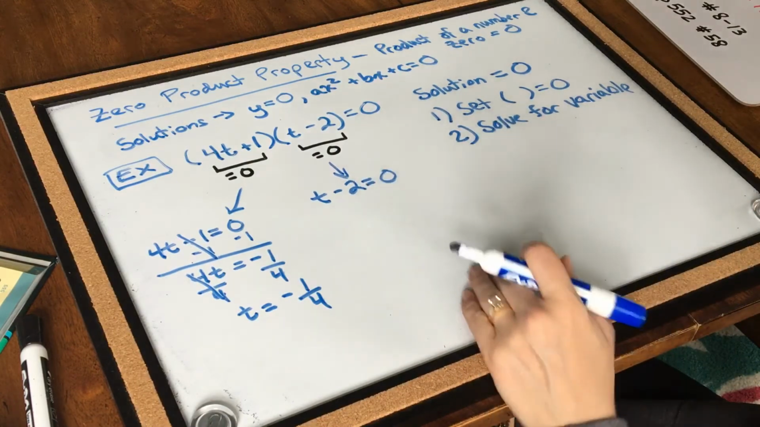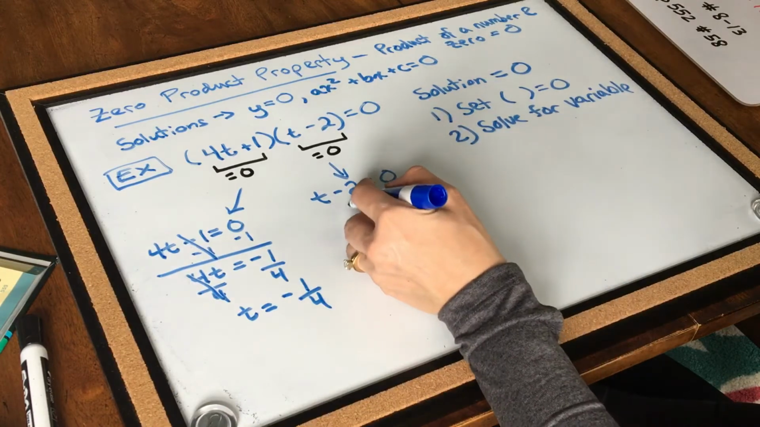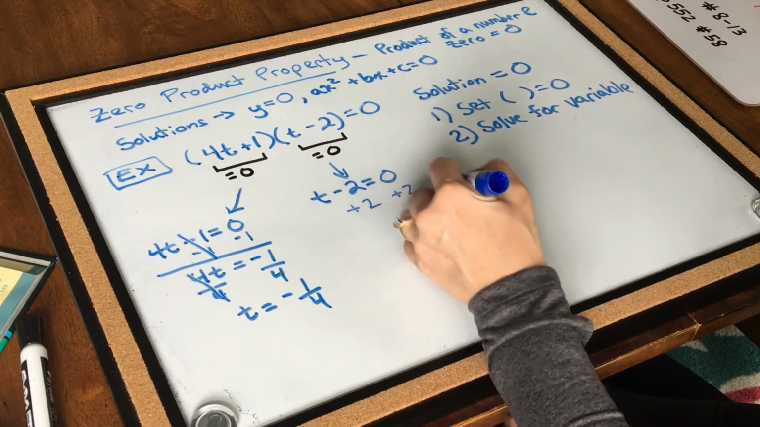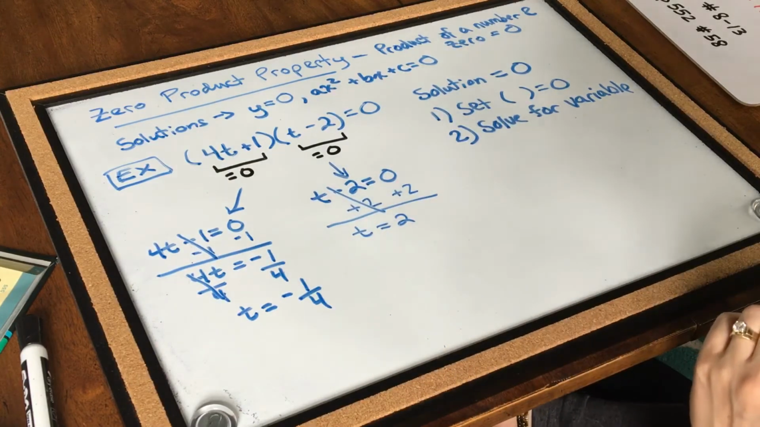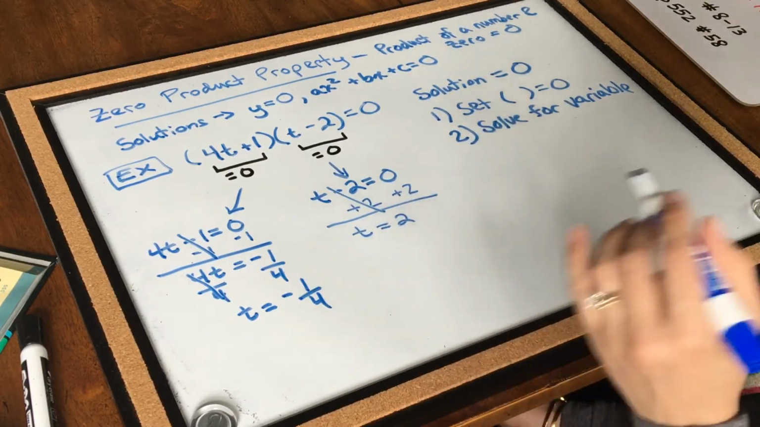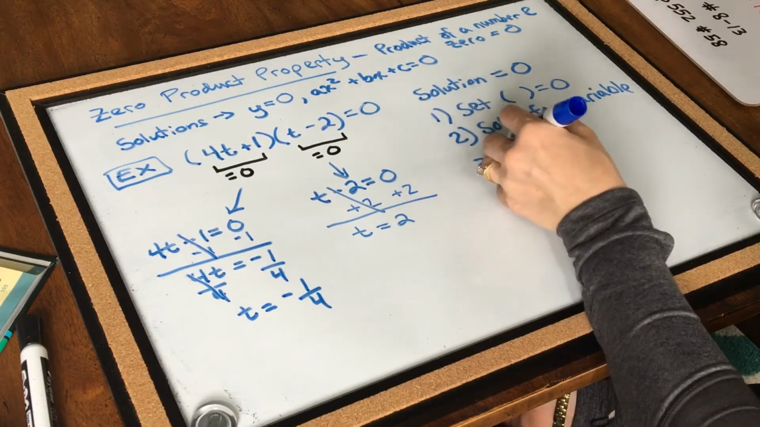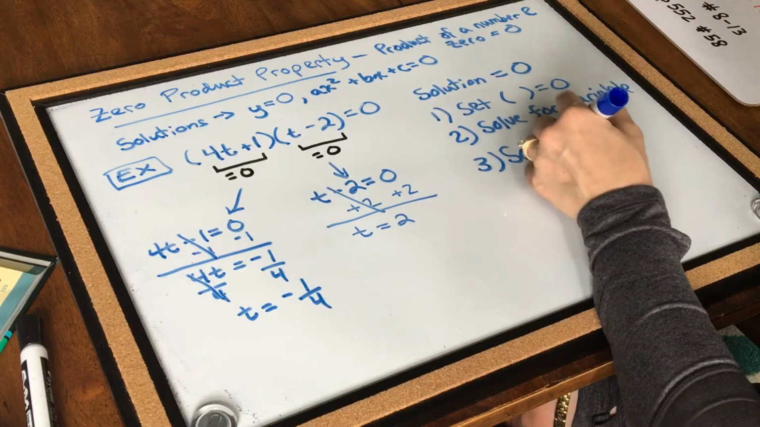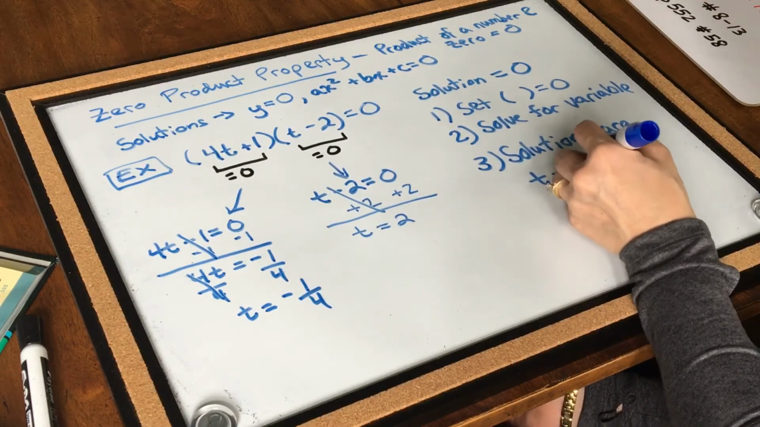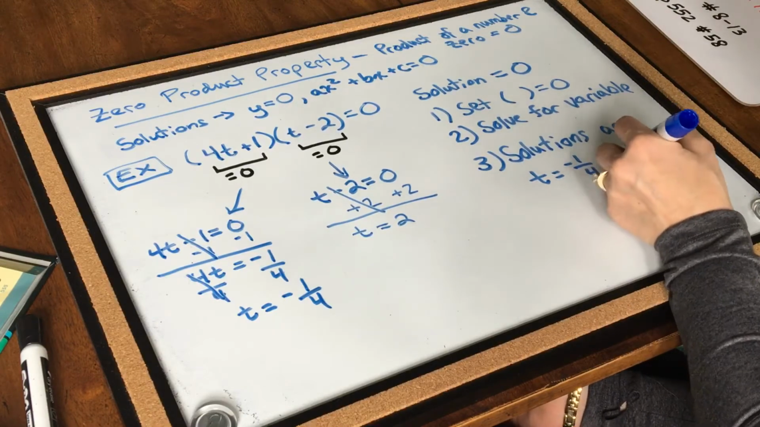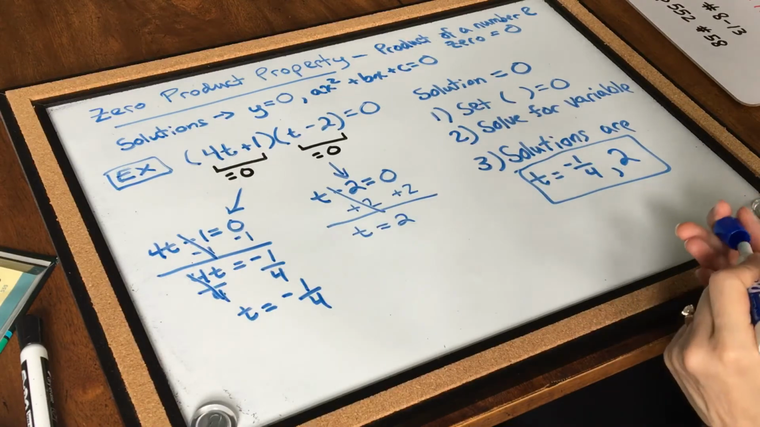All right, let's do the other side. Over here I have t minus 2. This one's a little more simple. I'm going to add 2 to both sides to get rid of that, and I end up with t equals positive 2. So these are my two solutions. My solutions are t equals negative 1/4 and t equals 2. All right, and I'm done.